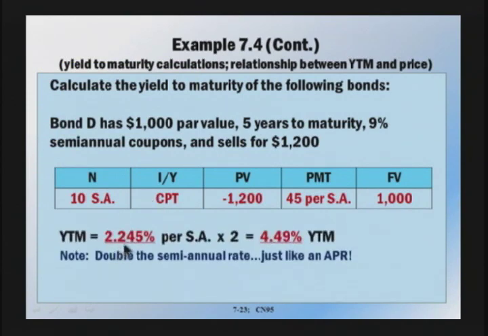So when I get that 2.245 semi-annual yield, I have to double it, and that gives me my 4.49% yield to maturity. Remember, YTM is an APR, so if I calculate a semi-annual rate, which I will always on a semi-annual bond, I'll calculate the semi-annual rate of return. I have to double it to be able to call that my yield to maturity. Yield to maturity on a bond is an APR measure, so I double that semi-annual yield to get a yield to maturity.